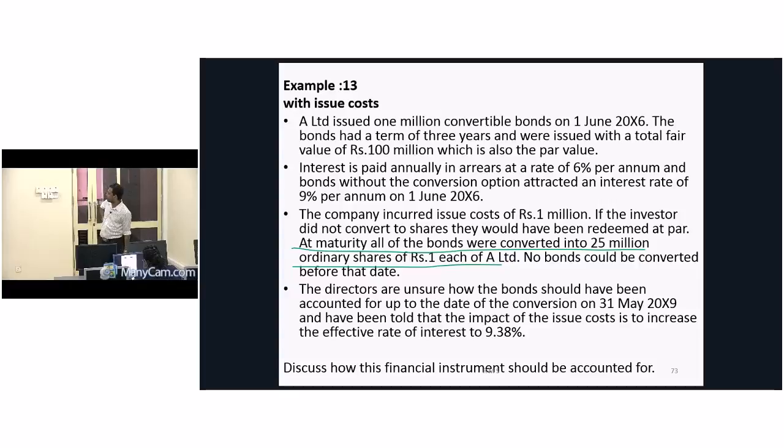The second point. Third point, look, the company incurred issue cost of 1 million. If the investor did not convert to shares, they would be redeemed at par. Aren't they? If you don't convert, it will be paid back at par. At maturity, all the bonds are converted into 25 million ordinary shares. What happens at maturity? Everybody converted all these bonds into equity shares. No bonds could be converted before that date. Maturity will come only at the end.